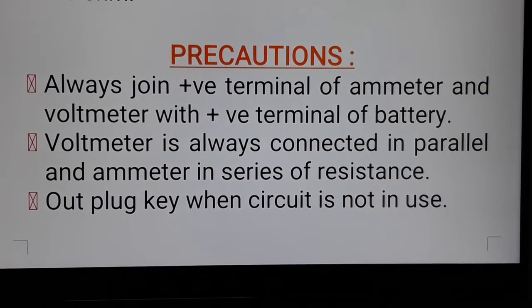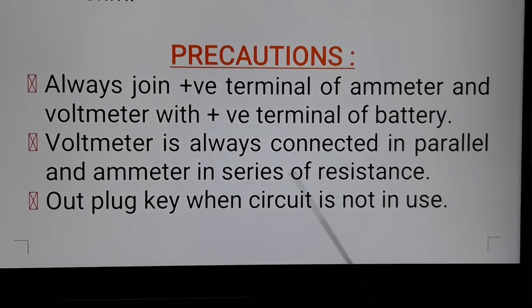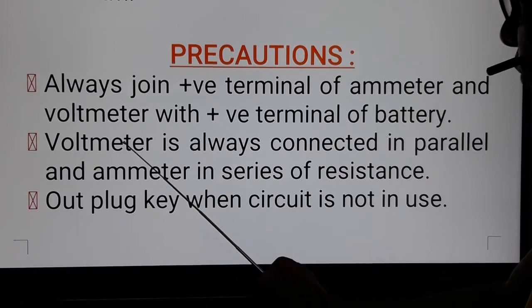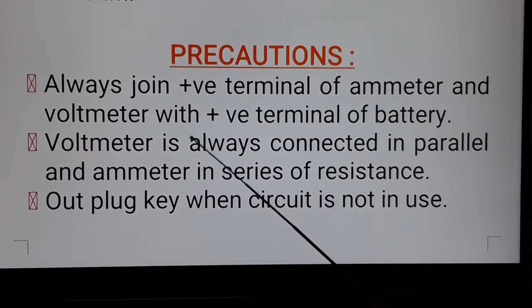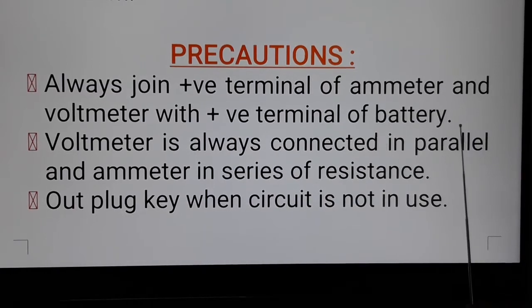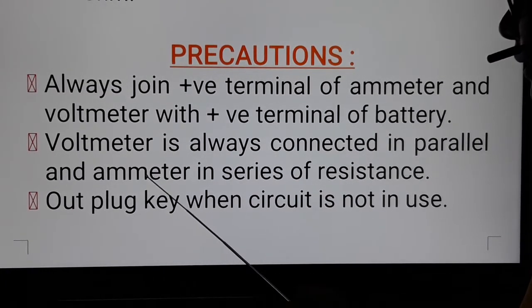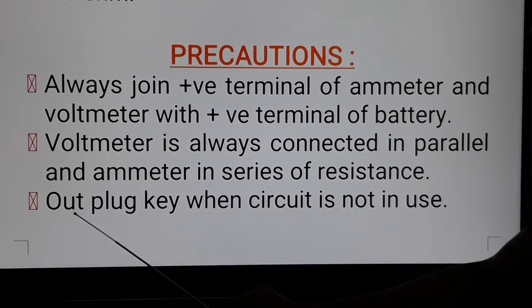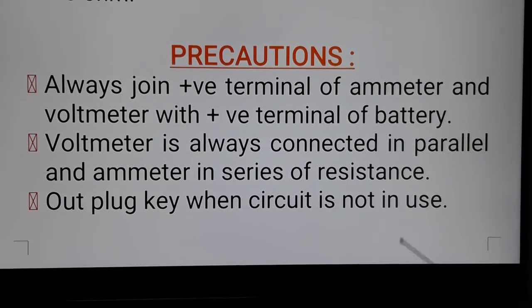Some precautions have been taken here. Always join the positive terminal of the ammeter and voltmeter with the positive terminal of the battery. The voltmeter is always connected in parallel and the ammeter in series with the resistance. Why? The resistance of the voltmeter is very high, due to which it is always connected in parallel, and the resistance of the ammeter is very low, that is negligibly small, so it is always connected in series. Take out the plug key when the circuit is not in use.